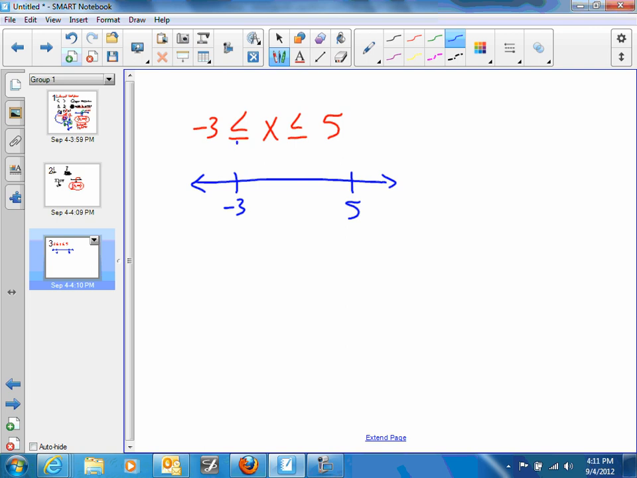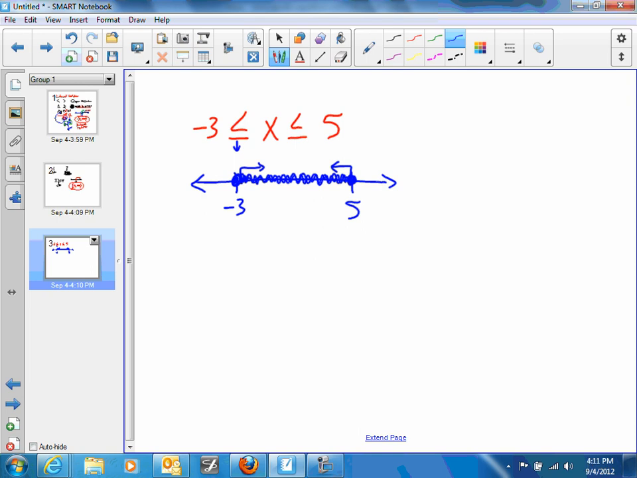Now, what type of dot am I going to put for -3? If you say solid, you are correct because it's less than or equal, or x is greater than or equal to. All right, in this case, same thing for 5. It is solid. So it means my x's are somewhere in between here, and since they're going to meet here but not go any further than those numbers, I'm going to shade in this portion right here. Now that's how you would graph this particular problem.